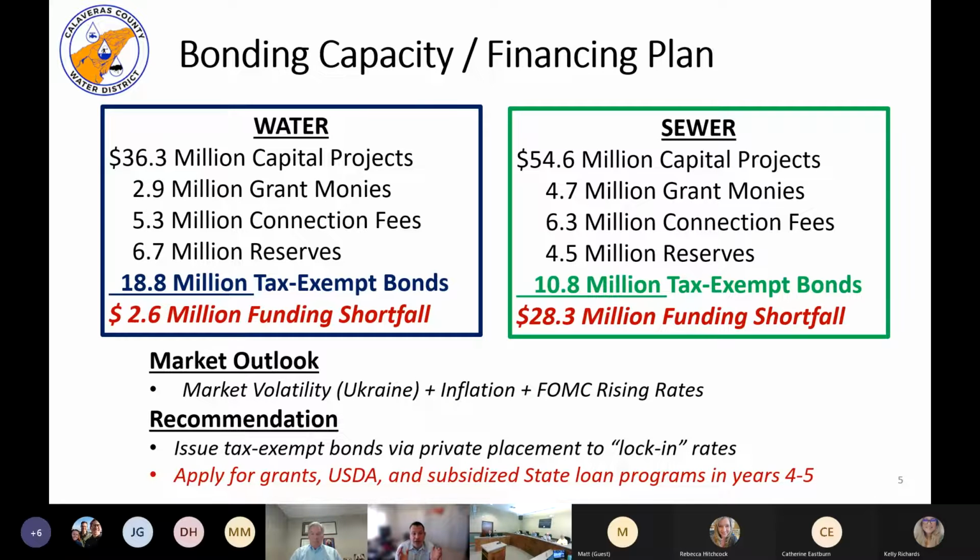But we're looking at approximately $19 million in water bonds and $11 million in sewer bonds. There's still a shortfall, which we'll identify at some point in the future, but that doesn't prohibit us from financing these projects now. We anticipate those plans for years 4 and 5 will become clear in the future.